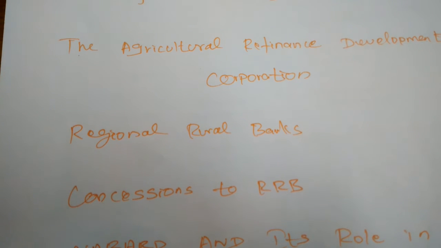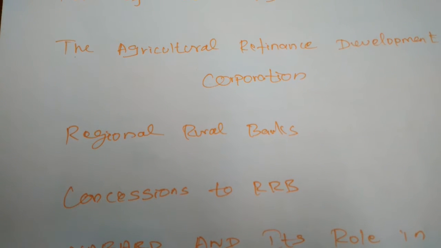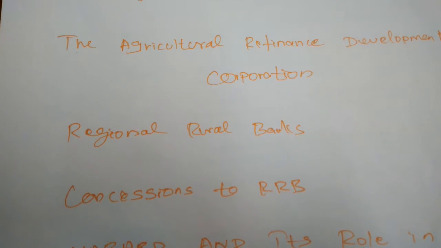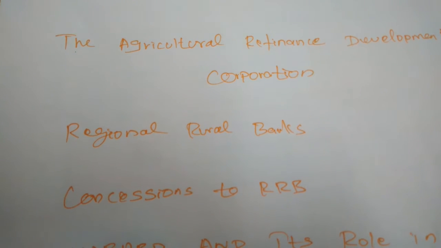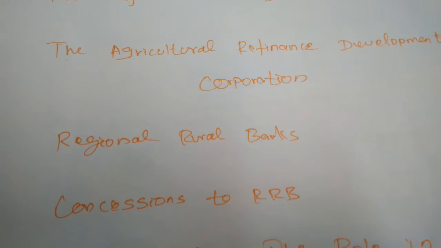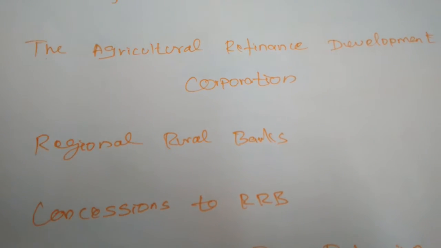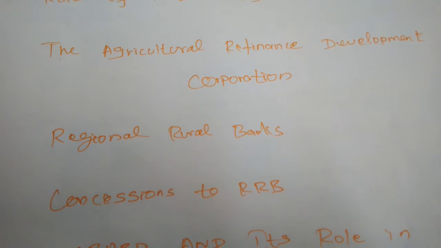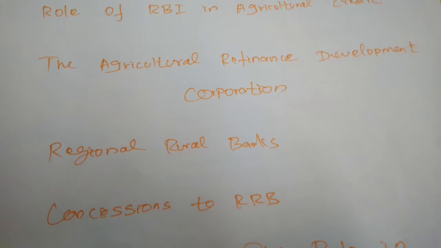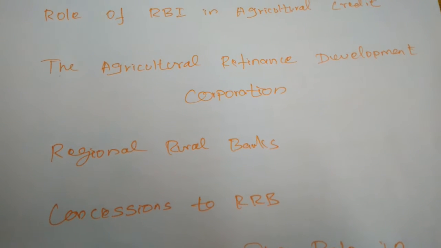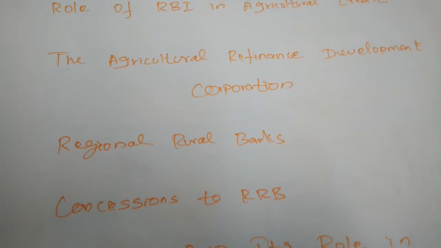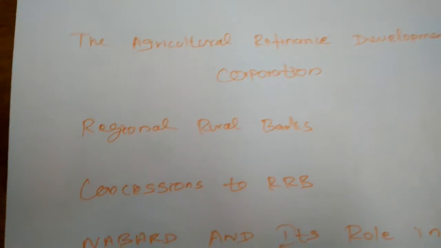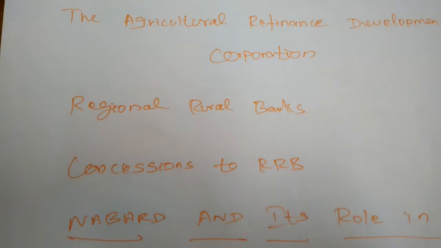The Agricultural Refinance Development Corporations provide necessary funds by way of refinance to eligible institutions such as the central land development banks, state cooperative banks, and scheduled banks. Normally, farmers can borrow money from the central land development bank and the state cooperative bank, and in some areas, some scheduled banks also exist. From there, the farmers can borrow money.